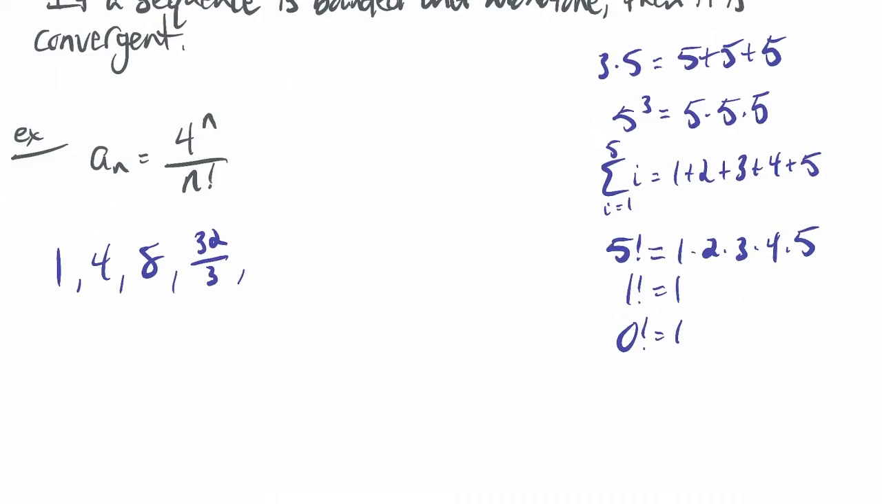So what if I put in 4 at this point? 4 to the fourth power, that's going to be 256 over 4 factorial. So 4 times 3 times 2 is 24. Which reduces, of course, right? So that's going to be, let's see, 128 over 12, or 64 over 6, or 32 over 3. Oh, we had the same value twice, 32 over 3.